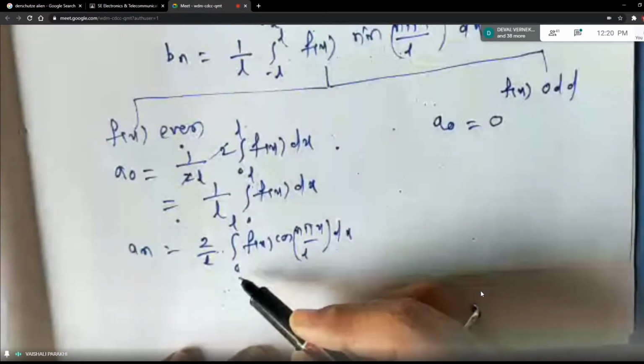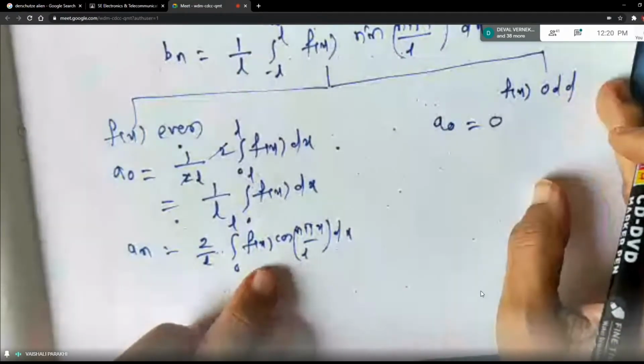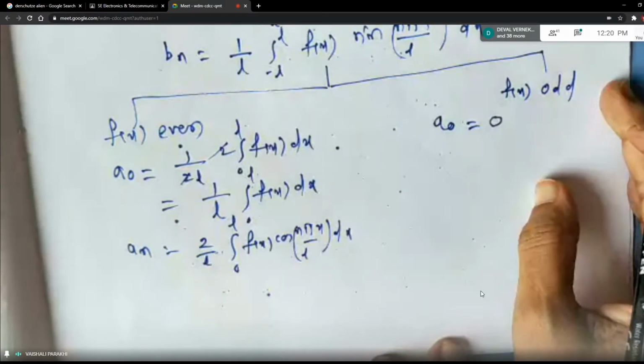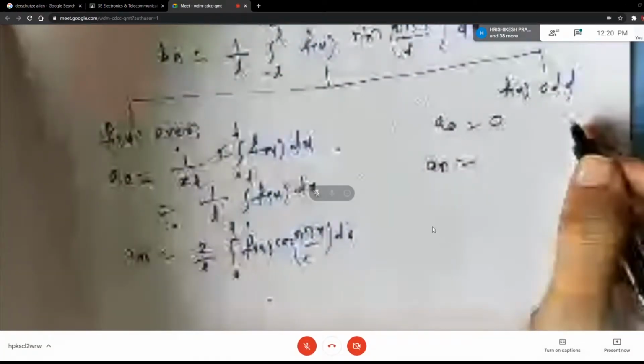So when the function is even, the whole function under the integral sign is even, you have to take out 2, make the lower limit 0. The upper limit remains the same and the function inside the integral remains the same, even.